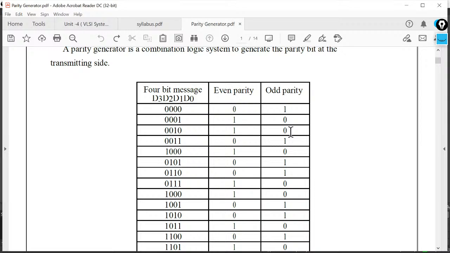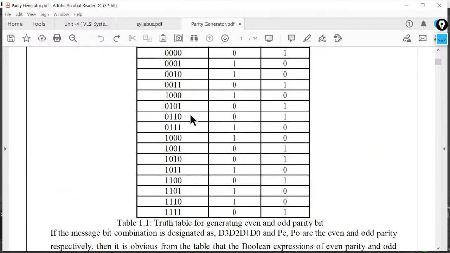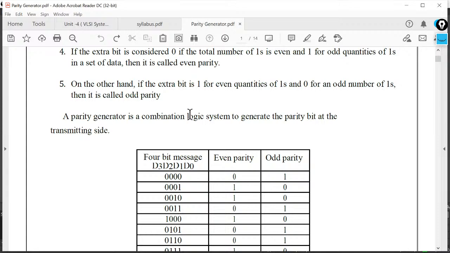first we have to find its boolean expression. For finding this result, we can take the XOR operation of the message bits, because the XOR gate has a property that if the bits are same, the output will be 0, and if the bits are different, the output is 1.